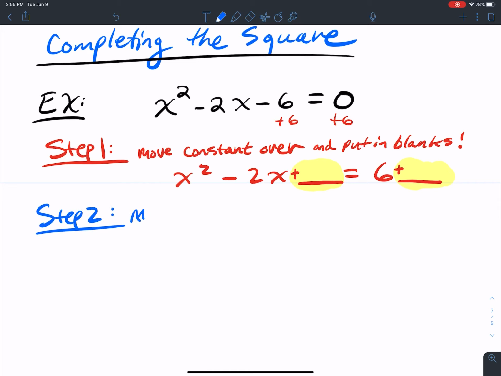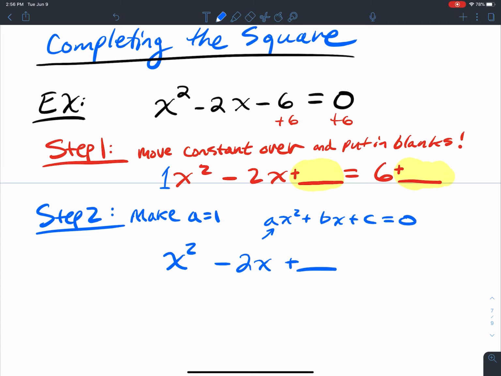Okay? So step 2, make a equal to 1. Now what is a? Well, in ax squared plus bx plus c equal to 0, I want the leading coefficient, the number in front of the x squared, to be 1. Well, guess what? It's already 1 for this example. So we're already good to go. x squared minus 2x plus blank equals 6 plus blank.